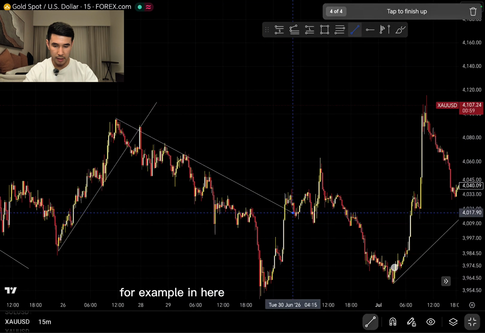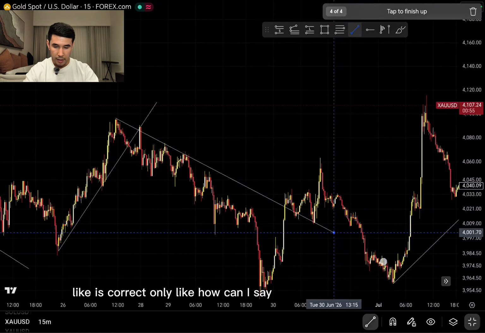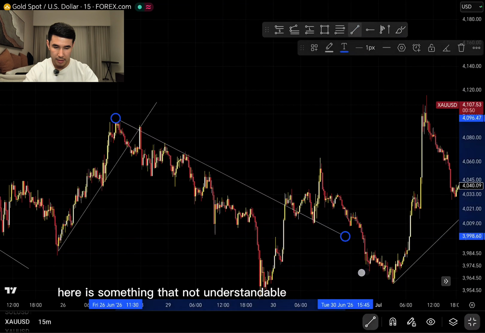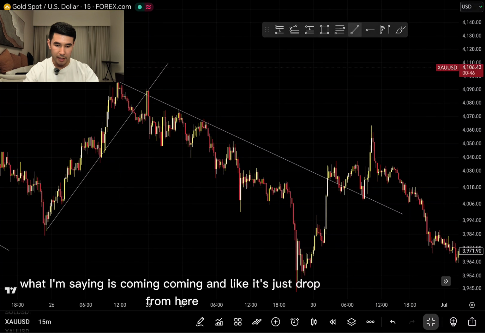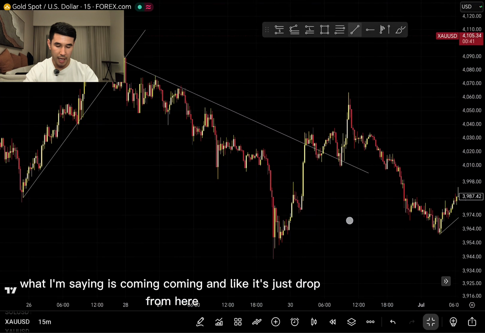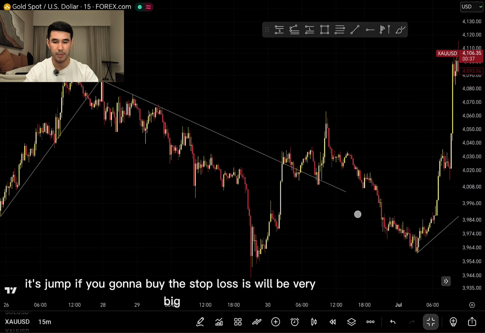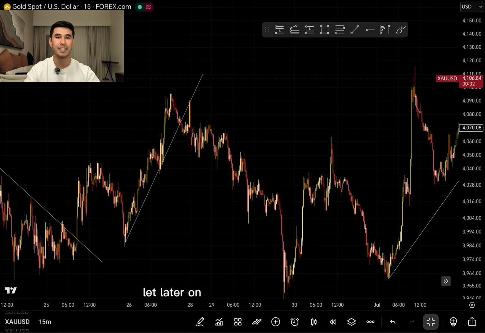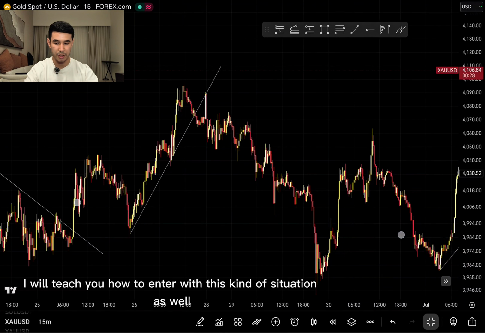For example, in here it is correct, only here is something not understandable, you know what I'm saying? It's coming and it just drops from here, after that it jumps. If you're going to buy, the stop loss will be very big, so this kind of thing you can just skip for now. Later on I will teach you how to enter in this kind of situation as well.